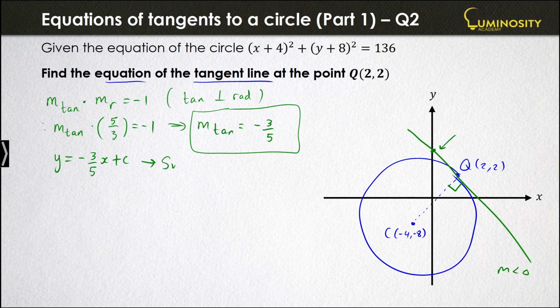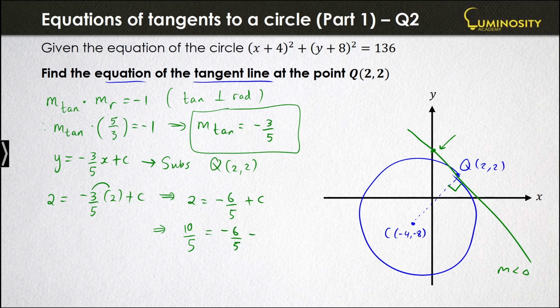And now I'm going to substitute the point of contact, which is Q(2, 2). So y is 2, and x is also 2, plus c. Okay, so I get 2 equals −3 times 2, which is −6 over 5, plus c. I can change 2 to be 10 over 5, so that has the same denominator: 10/5 = −6/5 + c. And then I can add 6 over 5 to both sides, and I'll get c = 16 over 5, which makes sense because that was going to be a positive value.